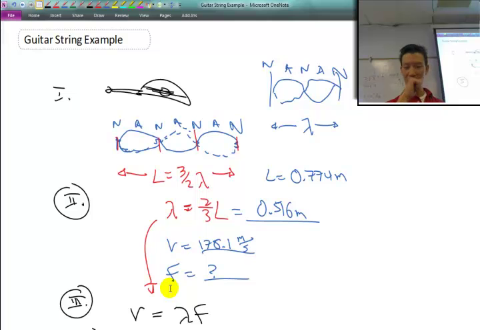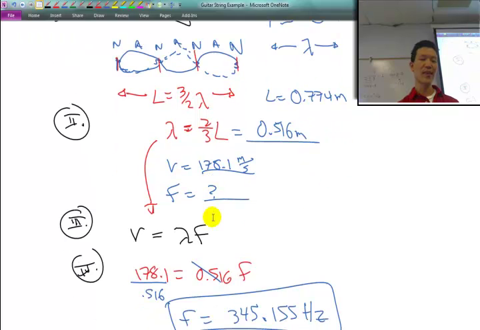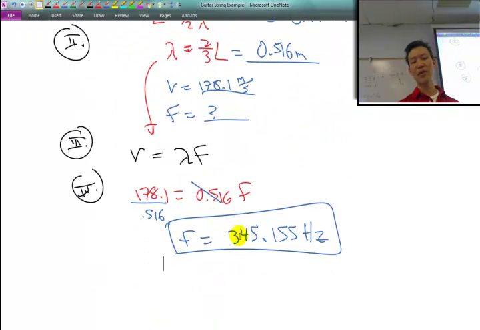Okay? So to summarize, let's take a look at this really quick. All we do is sketch out our waveform. Based on the length of the string, we can find the wavelength. There is 2/3 of the wave present in that string. Therefore, if we use V equals lambda f, we plug it in, we get our final frequency. This is the hardest one because it ties it all together. Okay?